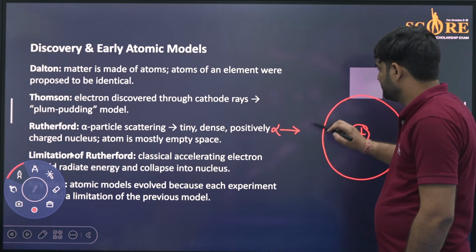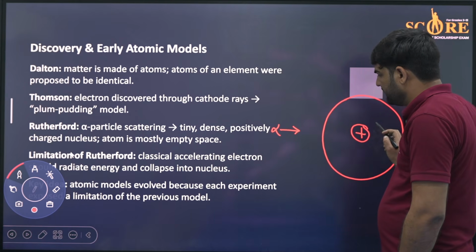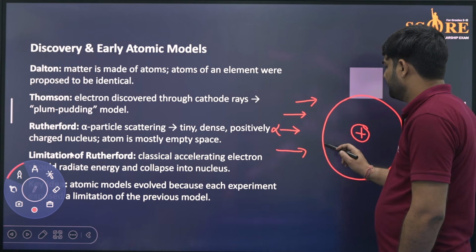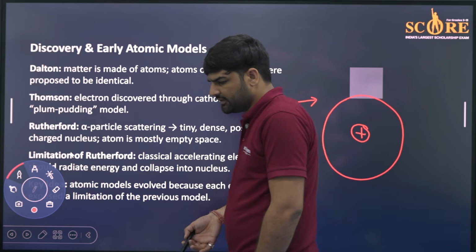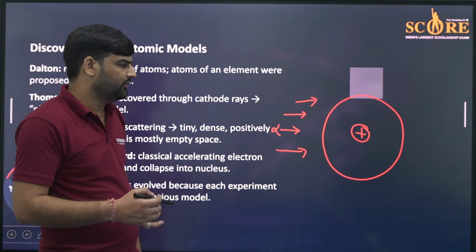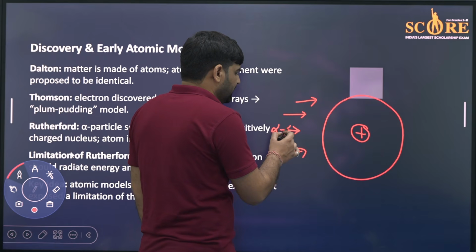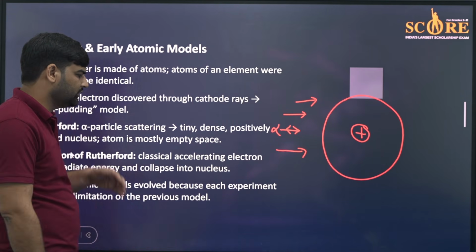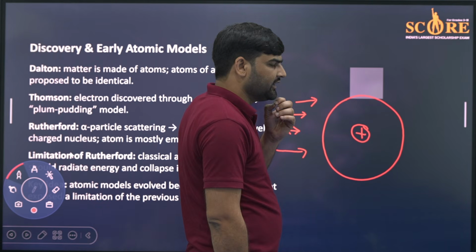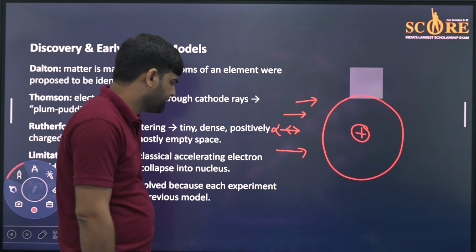pass through atom, then we see that most of the alpha particles go in a straight line without any deflection, and some alpha particles deviated by some angle, and very few alpha particles come back at 180 degrees. It means he concluded that a dense, positively charged material is in atom, that is known as nucleus.